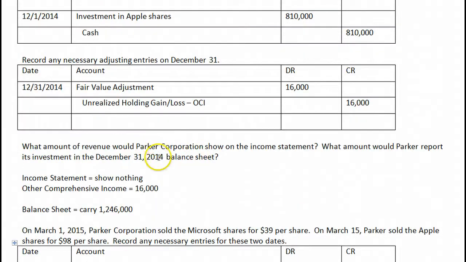So keep in mind, the only difference between trading securities and available for sale is at the adjusting for fair value. When you adjust for fair value, the unrealized holding gain, if it is a trading security, would go to the income statement, so you have to denote that that's an income statement account. If it is available for sale, it would go to the OCI account. So it would still be unrealized holding gains or losses, but it would be for the OCI, the other comprehensive income statement. I hope this video has cleared up how to account for these items.